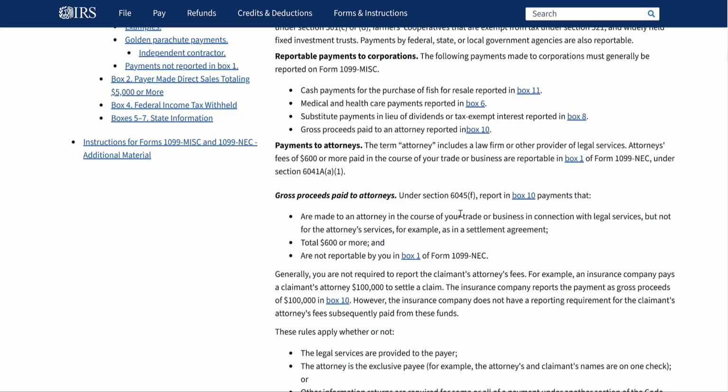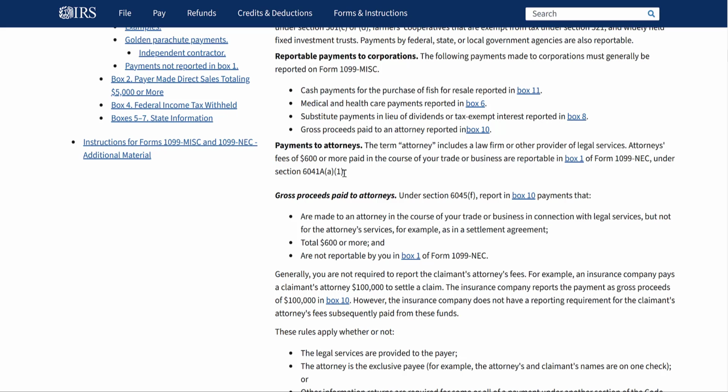Okay, so the following payments to corporations. Corporations are not subject to reporting on 1099 miscellaneous for many items. So these are the items in which, if the business that you paid is a corporation, you still have to report those transactions on 1099 miscellaneous, okay? I'm going to show you how you'll know that in just a minute.